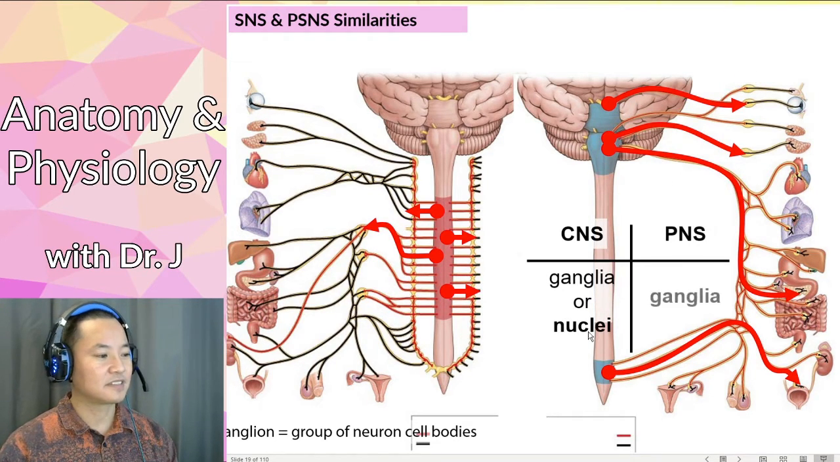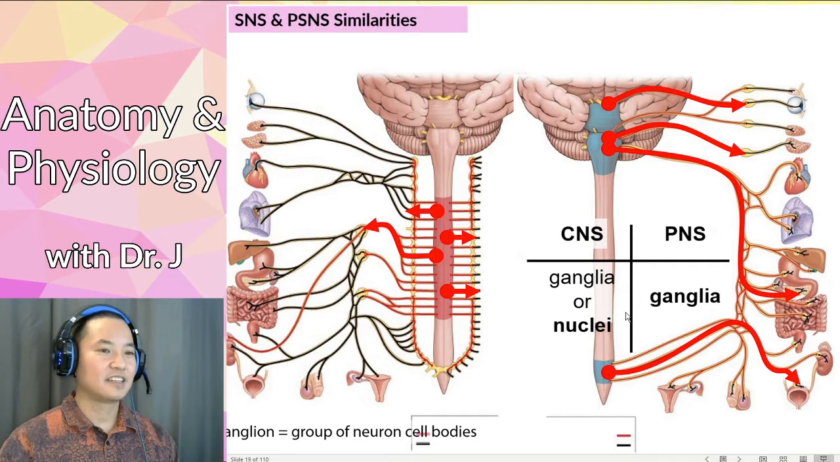So in the central nervous system, you call a group of neuron cell bodies a nuclei typically, but sometimes ganglia, like the basal nuclei in the brain. Sometimes in older books, you often see it referred to as basal ganglia. So the correct term, if you want to be strict about it, is basal nuclei. But sometimes anatomists, especially historically, have switched between ganglia and nuclei in the central nervous system. Now, in the peripheral nervous system, it's pretty much always ganglia. When you have a group of neuron cell bodies, it's a ganglia.